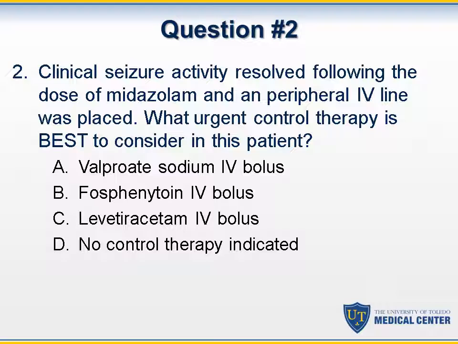Clinical seizure activity resolved following the dose of midazolam and a peripheral IV line was placed. What urgent control therapy is best to consider in this patient? A, valproate IV bolus, B, fosphenytoin IV bolus, C, levetiracetam IV bolus, or D, no control therapy is indicated. The correct answer would be either A or C, since the patient is receiving levetiracetam as maintenance therapy at home. It would be reasonable to give a bolus dose of this prior to moving on to other agents. Valproate would be another appropriate option, since it is preferred in patients who have a history of generalized epilepsy.